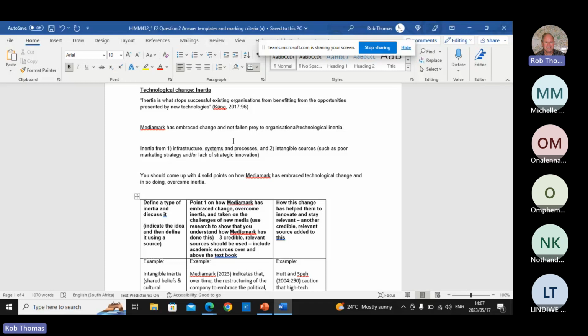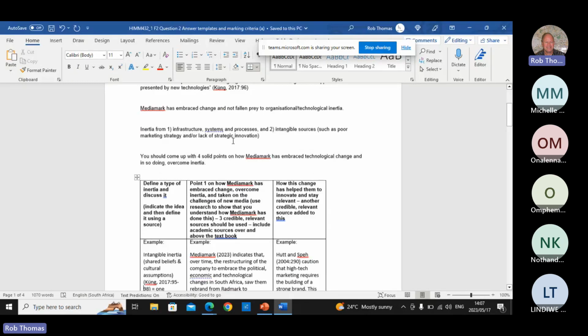I showed you guys the library 2 weeks ago now, I think it was, and said go to the library and go and see. There must be 1,000 textbooks there that you can use. Go pull 2 or 3 out, get some quotes from them, put them into your assignment. It's going to push up your mark. And you can see over here how this change has helped them to innovate and stay relevant. And you need another credible, relevant source added to this.